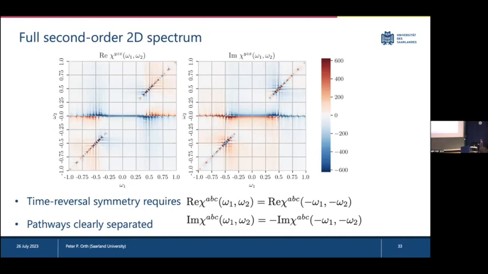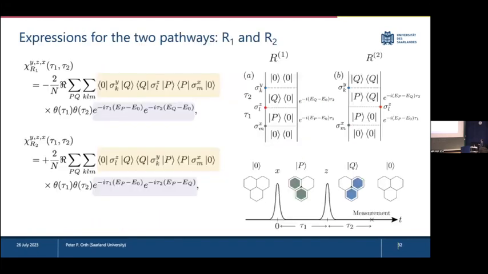Let me first show you the result, and then we look in detail at what we can infer from this response function. At a high level, you see something happening along the x-axis and something happening along the diagonal. This is a function of omega-1 and omega-2, the two frequencies associated with the time difference between the first and the second pulse, and the second pulse in the measurement.